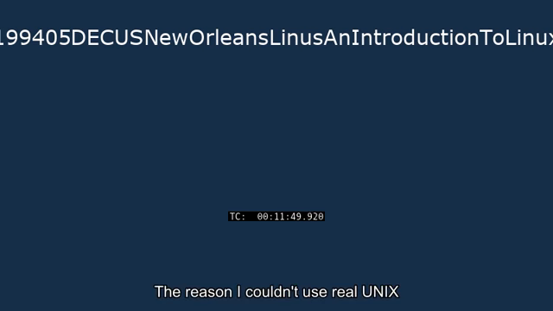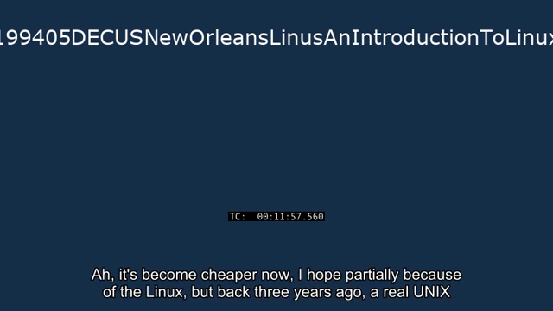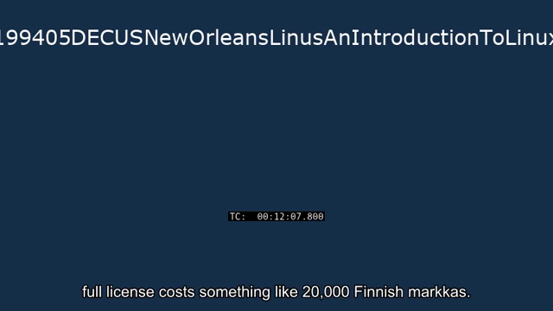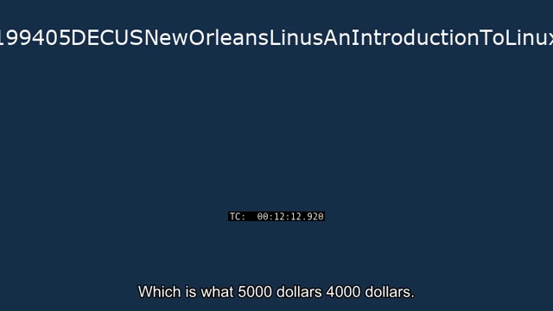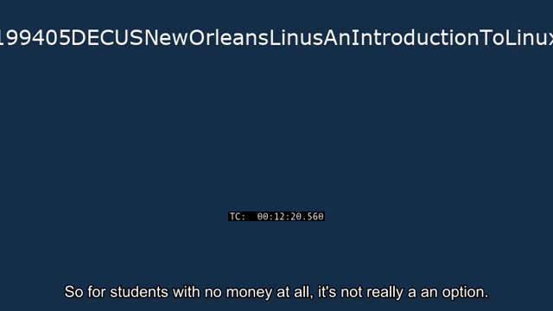The reason I couldn't use real Unix was because real Unix costs lots of money. It's become cheaper now, I hope partially because of Linux, but back 3 years ago, a real Unix full license cost something like 20,000 Finnish marks, which is, what, $5,000, $4,000. So for a student with no money at all, it's not really an option.